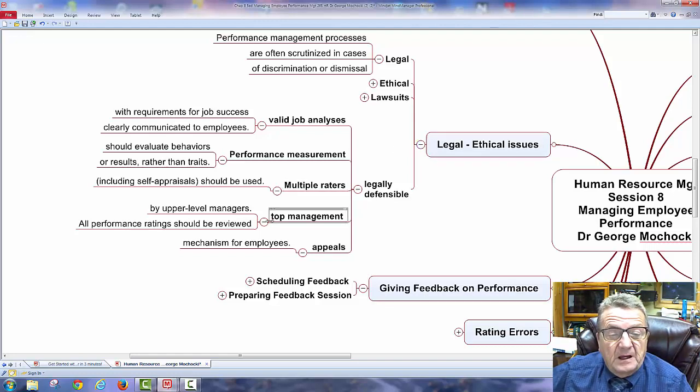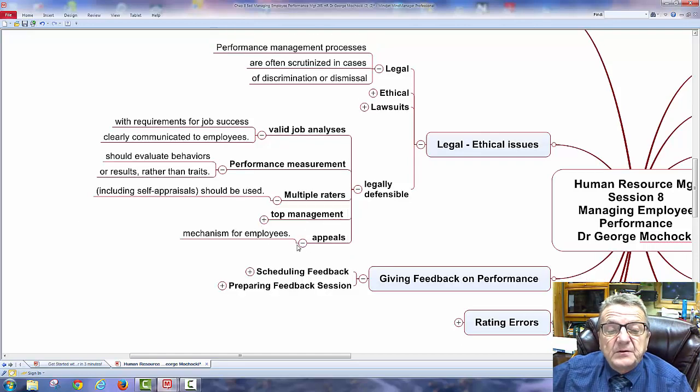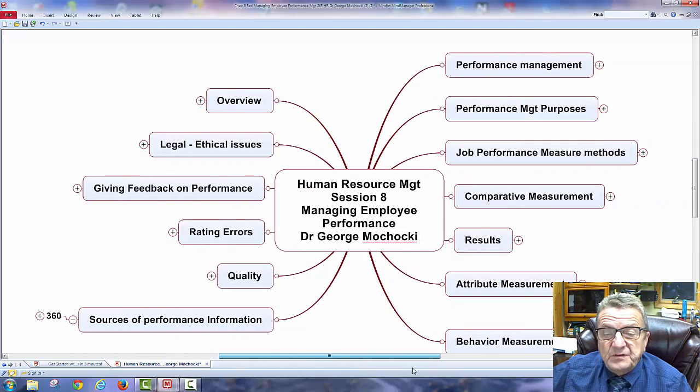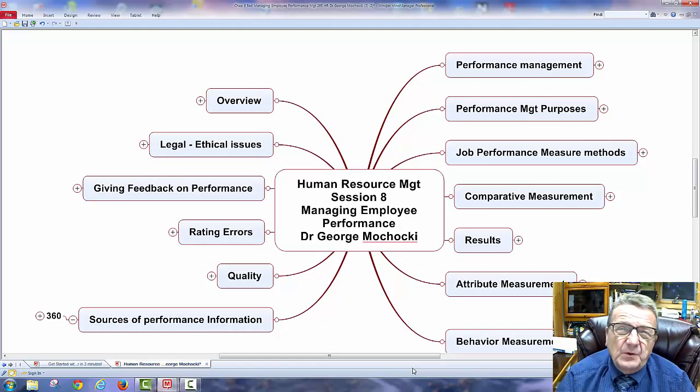Okay. Top management by upper management, all performers should be rating, and an appeals mechanism if I feel that something didn't happen. Okay, and that's basically our chapter or our session today on human resources, managing employees' performance. Remember, tell the employees what's expected. If they know what's expected, they'll achieve it.